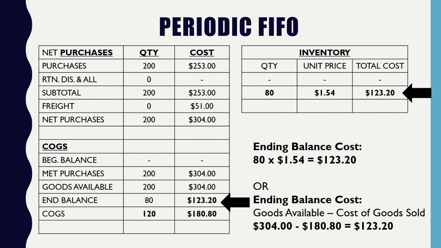Okay? Or, when we're in our inventory worksheet, you can also solve it this way: take the quantity that you have remaining, multiply by the cost per item, and solve the ending inventory that way. Okay, so again, my 80 items remaining, times $1.54, you're still going to get $123.20.